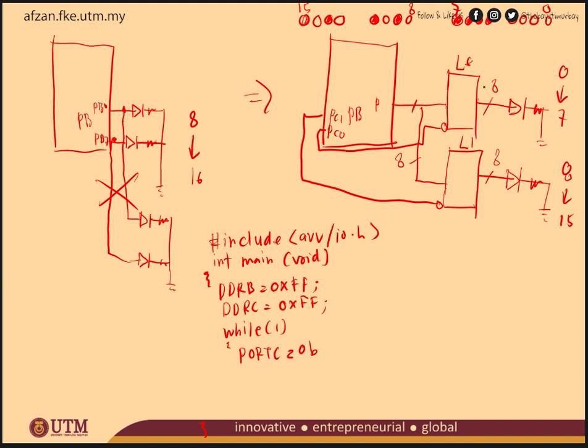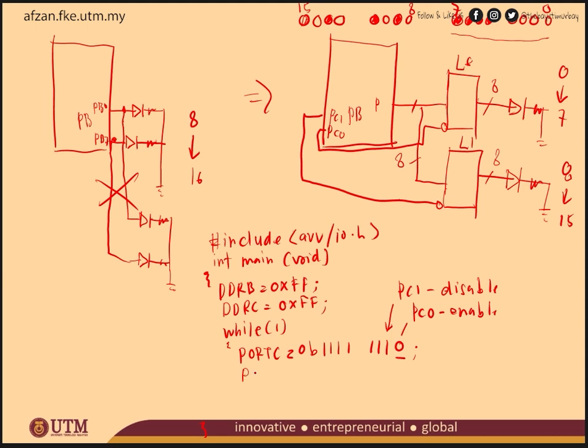I need to enable the latch 0, the first latch here. Port C = 0B11111110. So PC0 is enabled, while PC1 I disable my latch. Next, LED 0 to LED 7 will display this pattern here.